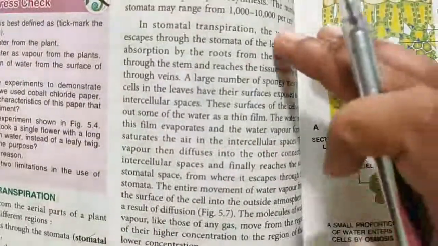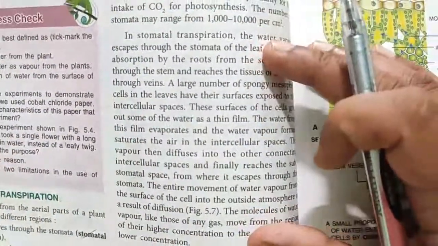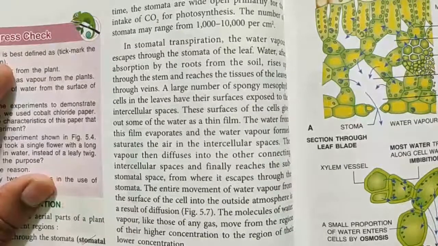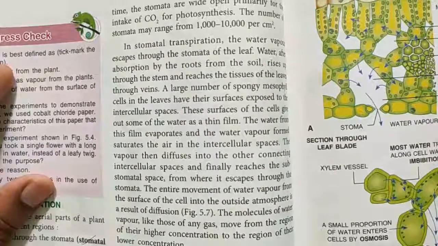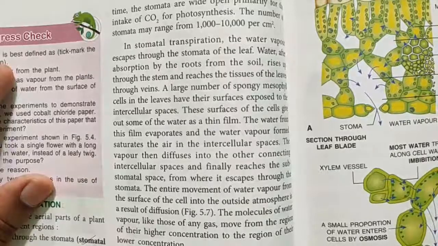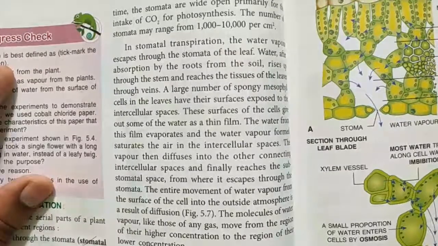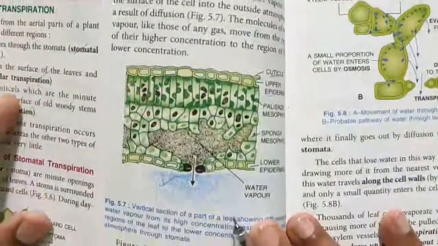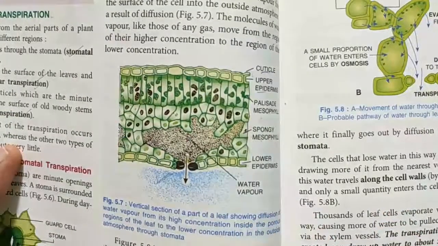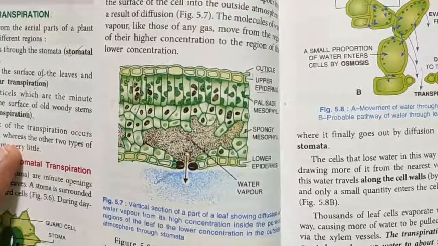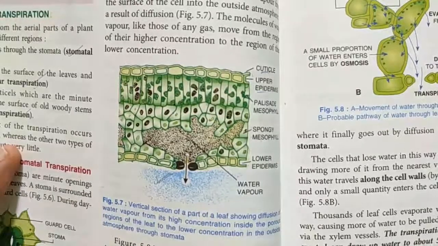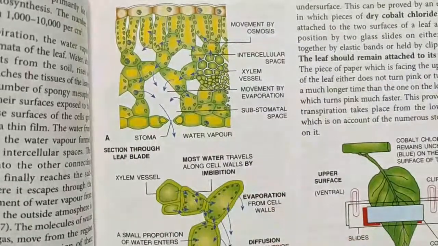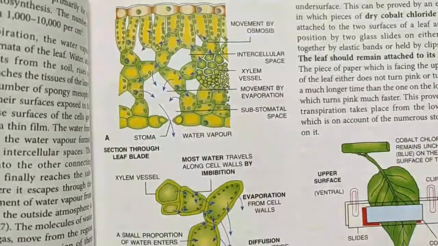If you read this whole paragraph, you will be able to understand how stomatal transpiration takes place. In simple terms: from the root xylem, the water and minerals enter the leaf xylem, and from the leaf xylem the water is conducted to the palisade cells, then to the spongy mesophyll, and then to the lower epidermis. In the lower epidermis there are stomata, and from the stomata the water changes into vapor, and in vapor form the water comes out from the surface of the leaf. And in figure 0.8, in this diagram, you can see how the movement of water takes place through the leaf.